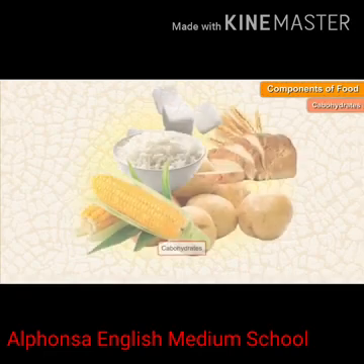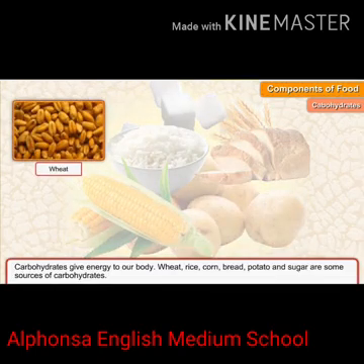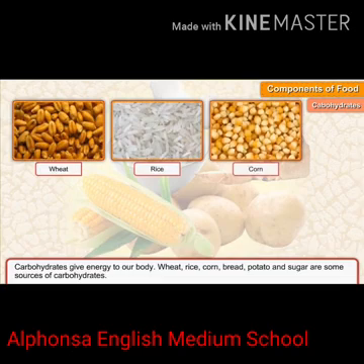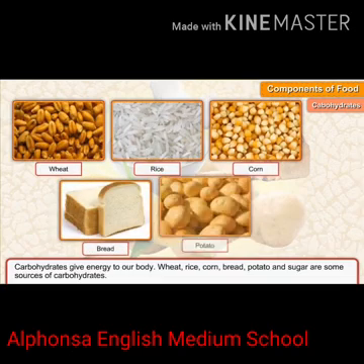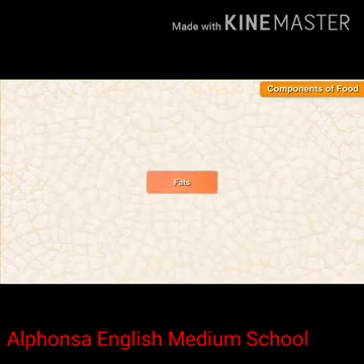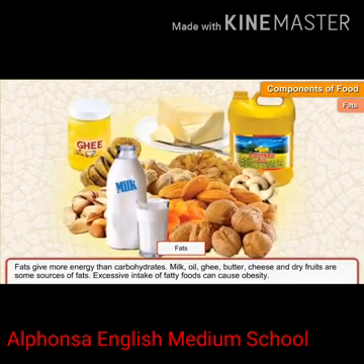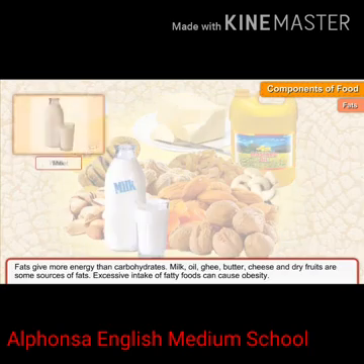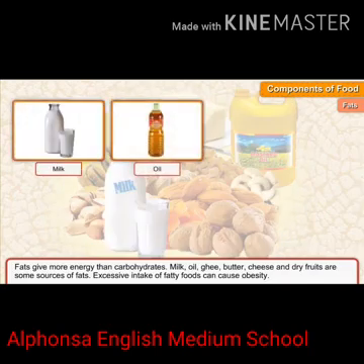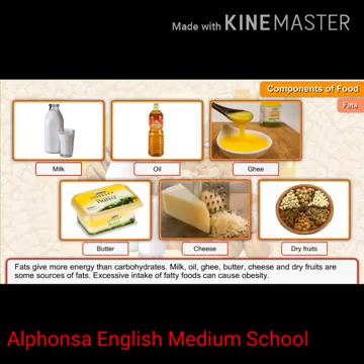Carbohydrates. Carbohydrates give energy to our body. Wheat, rice, corn, bread, potato and sugar are some sources of carbohydrates. Fats. Fats give more energy than carbohydrates. Milk, oil, ghee, butter, cheese and dry fruits are some sources of fats. Excessive intake of fatty foods can cause obesity.